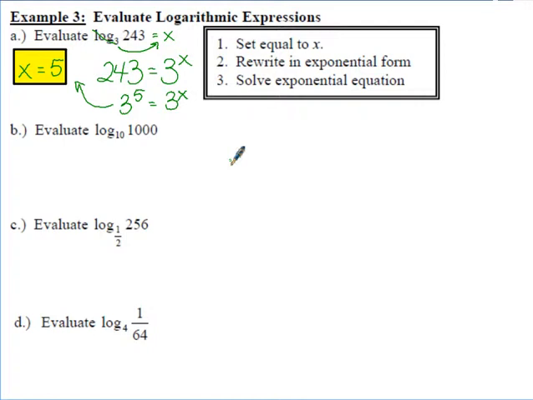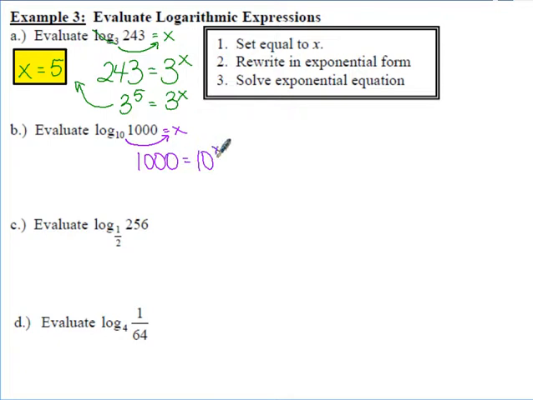Next one, let's do B. Set this equal to x. What slides over? How do we get rid of our log? Can you just type that in your calculator? This one, yes, you could cheat and put it in your calculator. 10 moves over, so you get 1,000 equals 10 to the x.